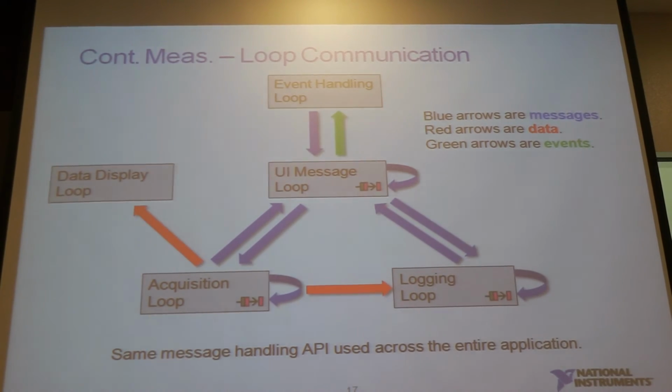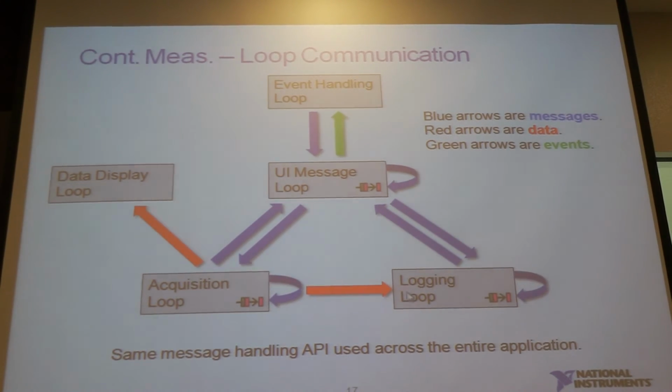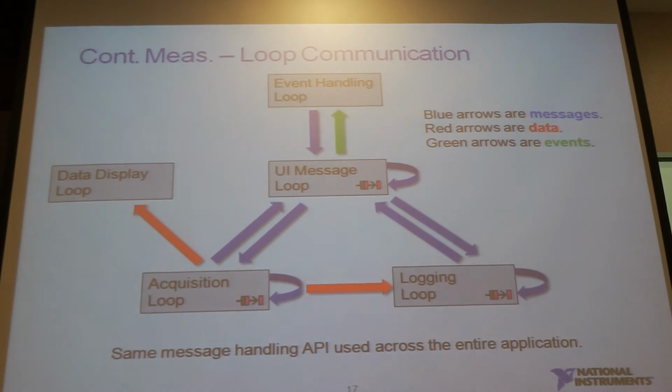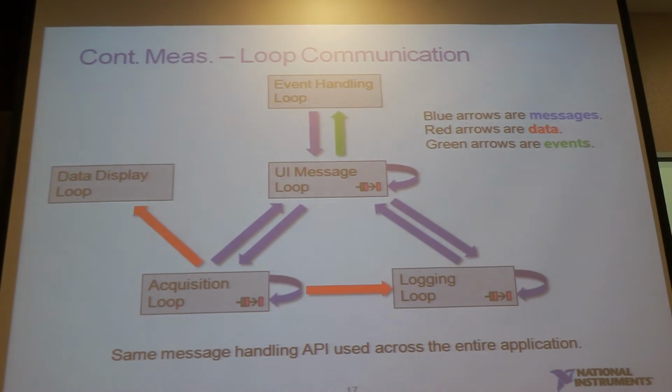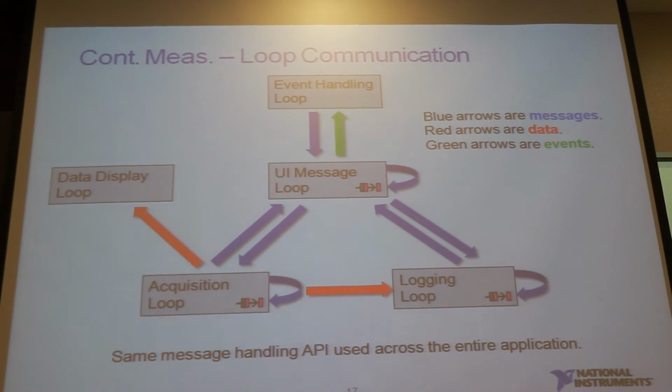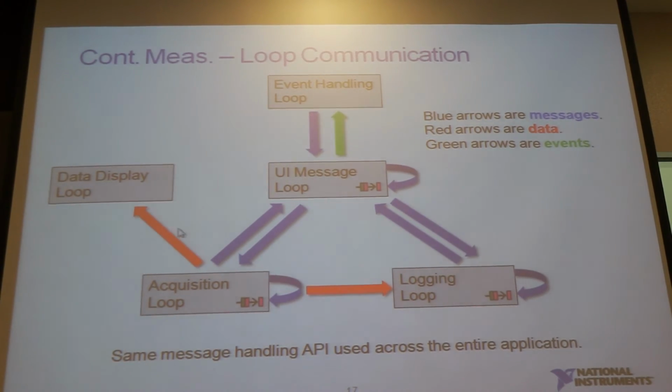You can think of this UI message loop as the brains of your application. It controls what all the other loops are doing. In this instance, we have an acquisition loop that is doing some acquisition, and you have a logging loop that is logging the data to a certain file in a certain format on your computer. You will see that everything is interconnected to your UI message loop. It controls when this guy starts, when it stops, when this starts, when it stops. Same thing for this, when does it stop.